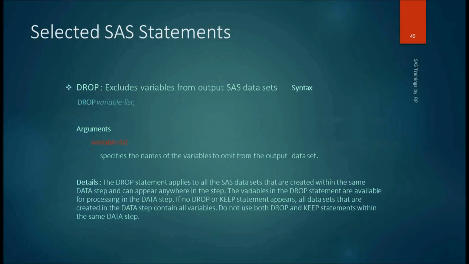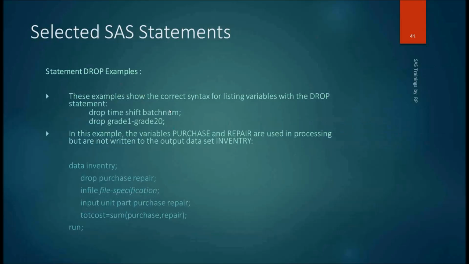So for instance, I have taken one statement called the drop statement to exclude. The drop statement will be used to exclude variables from the output SAS dataset. If you see the syntax, it just looks like this: drop, then a variable list separated by spaces. You can use a drop statement in a data step and a proc step.